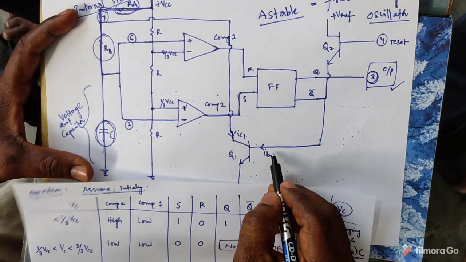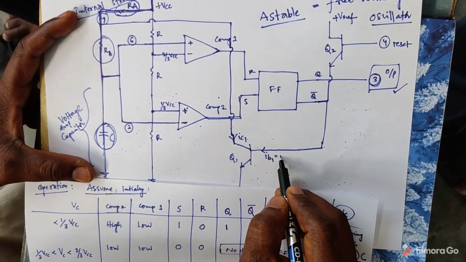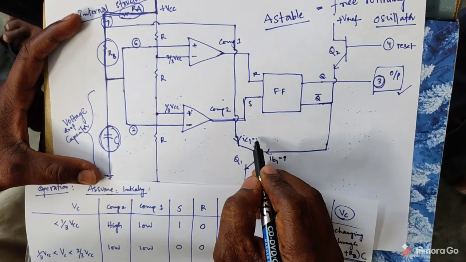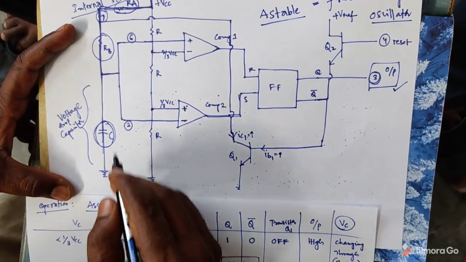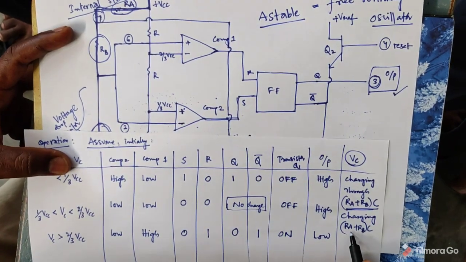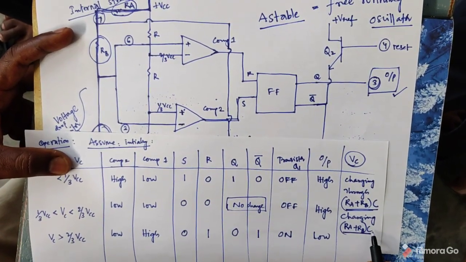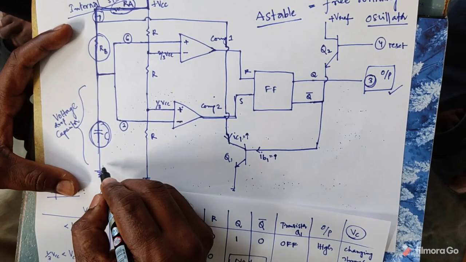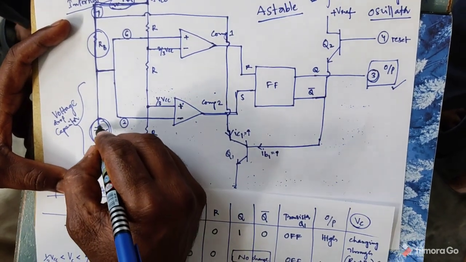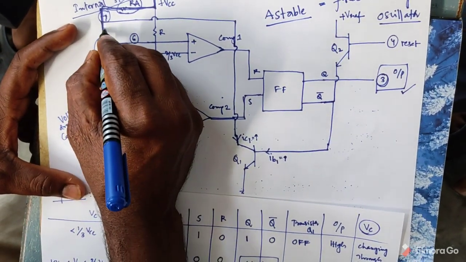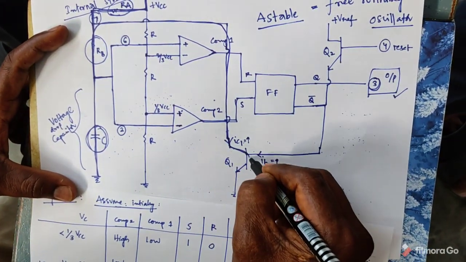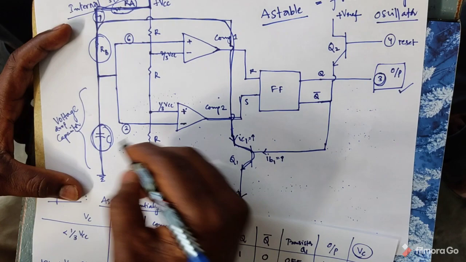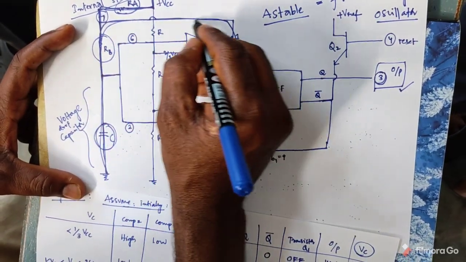Transistor on state, IB1 value maximum, increasing. IC1 value also increasing. IC1 value increasing means already that voltage drop across capacitor is charging through RA plus RB, but now it is discharging from capacitor C through RB. Why? Because here some current is passing through this, and it is connected to ground. Like that, this is the actual discharging path.